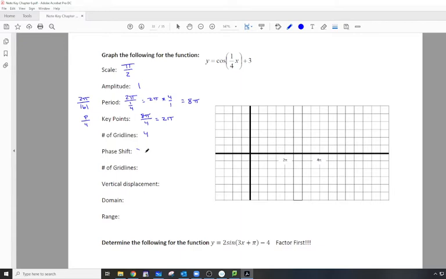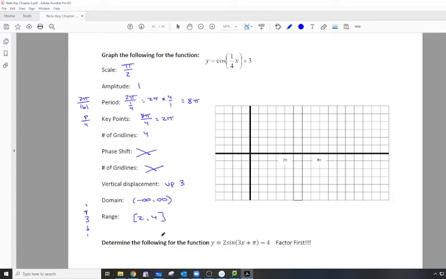Is there a phase shift? Nope. So I don't care about those two. Is there a vertical displacement? Yep, I'm going up 3. The domain of this graph is negative infinity to infinity. That's never going to change. And the range is d plus a and d minus a. So my center line is 3. I'm going to go up 1, and I'm going to go down 1 from there. So I'm going to go from 2 to 4. All right, so those are all your features.